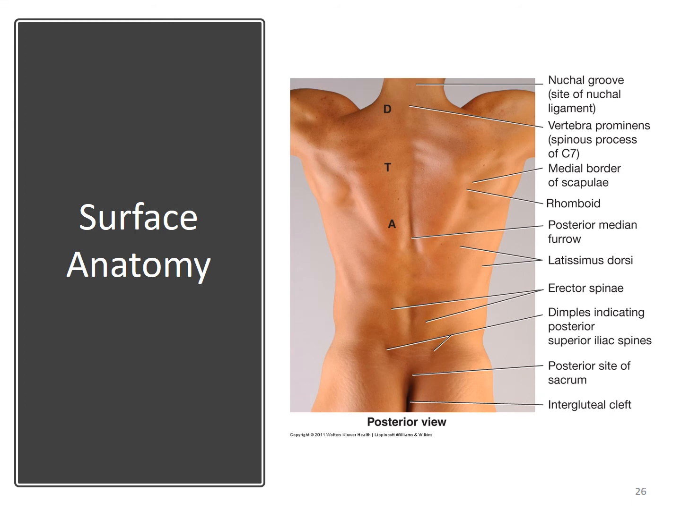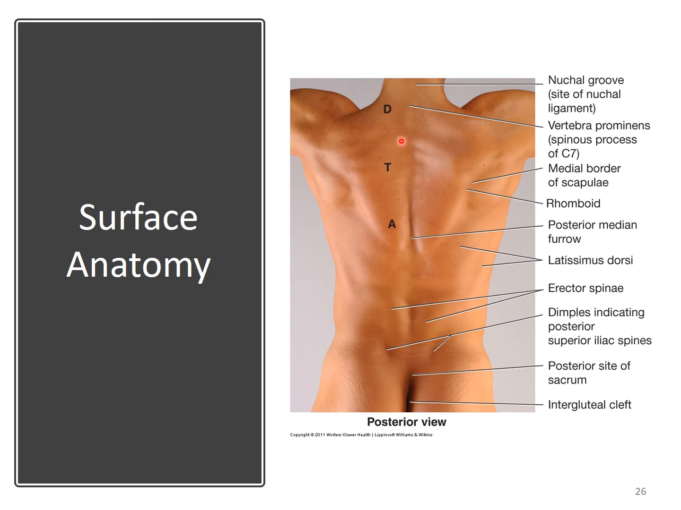Already on the surface anatomy, we can recognize a couple of features that might be important for us. So we have back here the nuchal groove. That's where the so-called nuchal ligament sits. The most prominent vertebra is C7, vertebra prominens. If you think about the medial border of the scapulae, right here is a well-defined rhomboid. You have this furrow called the posterior median furrow, the outline of the widest muscle, which is the latissimus dorsi.